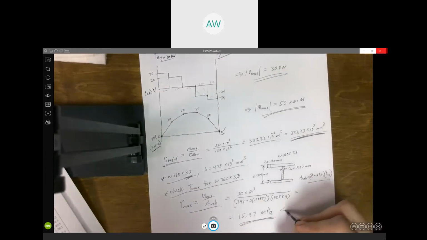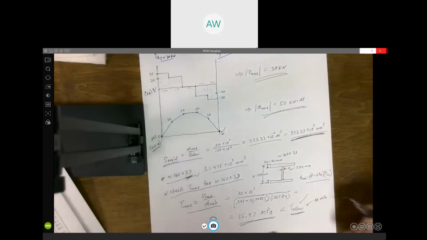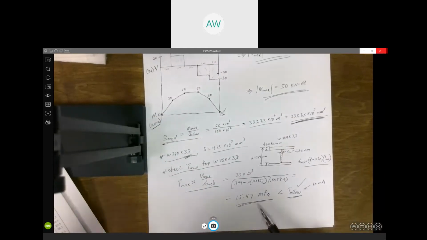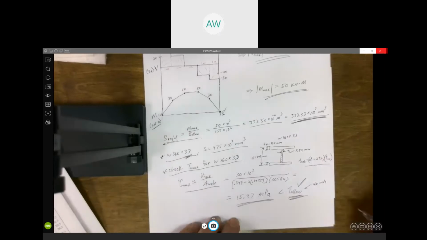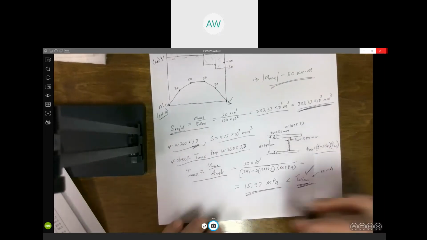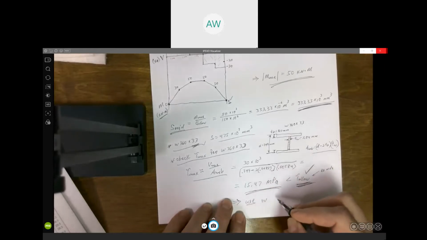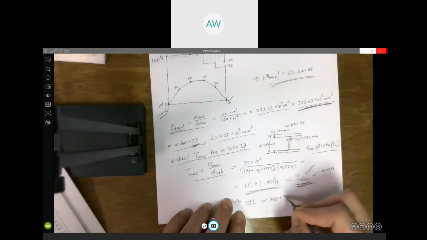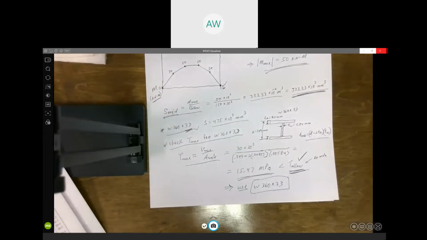which is less than our allowable. All right, that was 60 megapascal was the allowable. So we're nowhere close. This thing is 1/4 basically of what our allowable is. So we're good. So that means we use the W360 by 33. That's our best choice.